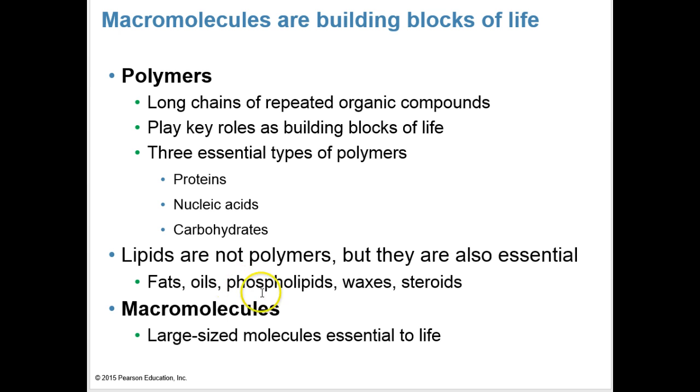Fats, or lipids, are also essential to life and one of the main big molecules of our body, but they are not made out of repeating smaller units, so those are not called polymers. Things like fats, oils, phospholipids, which make up our cell membranes, waxes, and steroids, which form some of our hormones like estrogen and progesterone and testosterone, those are lipids. But again, those are not polymers. All of these that we've mentioned here, proteins, nucleic acids, carbohydrates, and lipids, though, all do form what are called macromolecules, which are the large-sized molecules that are essential to life.